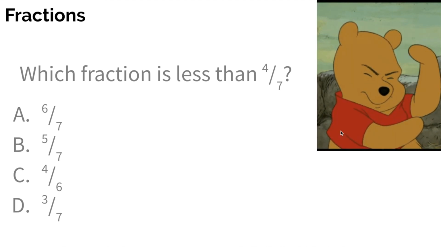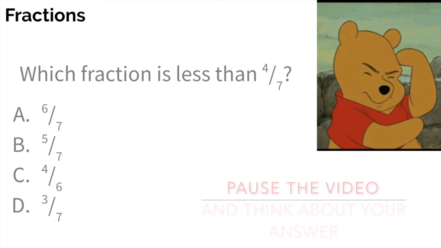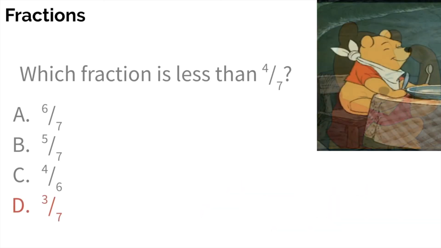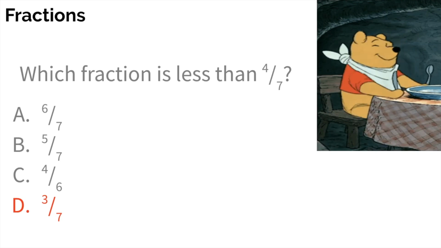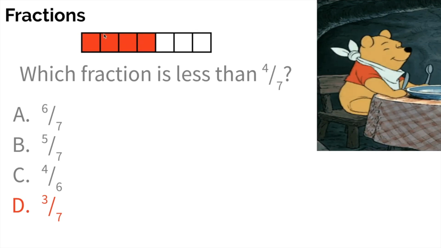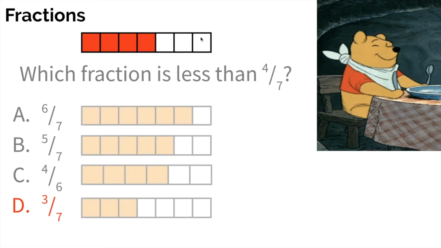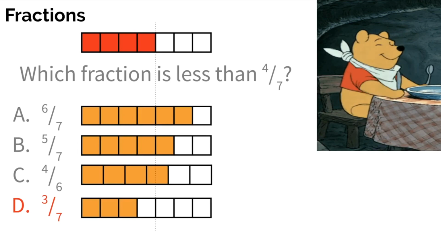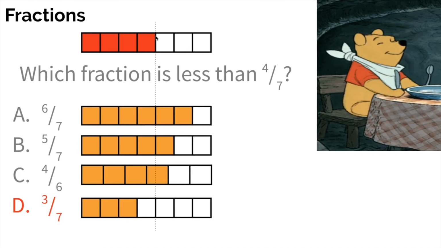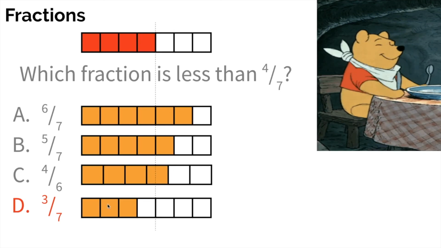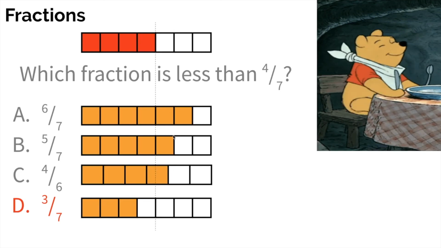Now, which fraction is less than 4/7? Hopefully you said 3/7. And here's how I can prove it. This is what 4/7 looks like right here. I have 4 shaded in out of the 7. And here's what all these other models would look like. And if I draw a line going straight down, you can see that this line comes past 3/7. So 3/7 is less than 4/7. The rest of these are greater.